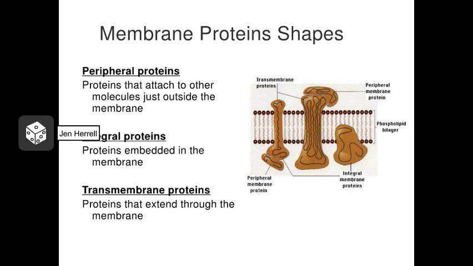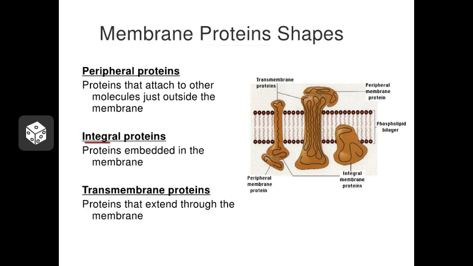In addition to the phospholipids and cholesterol molecules found inside a cell membrane, you're also going to find a whole bunch of membrane proteins. There are many different types of membrane proteins, and they're classified either based on their shape or the job that they do. These proteins are classified based on shape, so let's take a look at them.